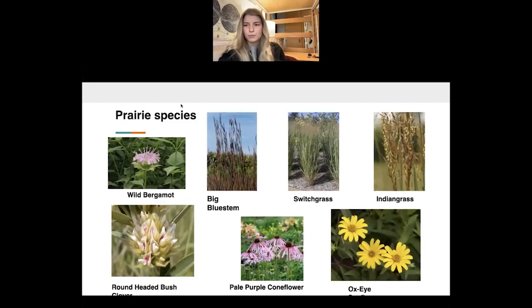These are the prairie plant species that I used in this project as feedstock for anaerobic digestion. So I used wild bergamot, big bluestem, switchgrass, Indian grass, round-headed bush clover, pale purple coneflower, and oxeye sunflower. All of these plant species were collected from an ISU research farm and are the most common plant species that were found in the prairie strips. For this experiment, some of these species had both a fertilized and unfertilized version, but some only had one version.